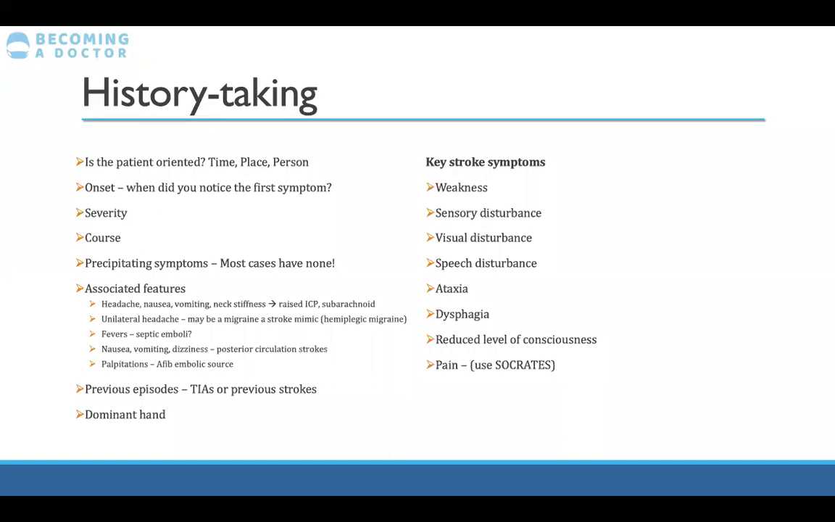Then you can think about the severity of the deficit, so severity of the weakness or the sensory disturbance, visual or speech and language disturbance. Then the course of it. How did the symptoms evolve? Did they come on slowly? Did they come on rapidly? With strokes and TIAs, you know that it's a rapid onset of clinical symptoms. So you want to differentiate from your other differential diagnoses, yes?